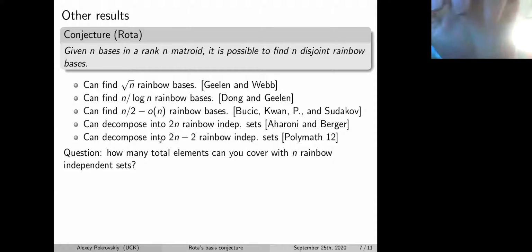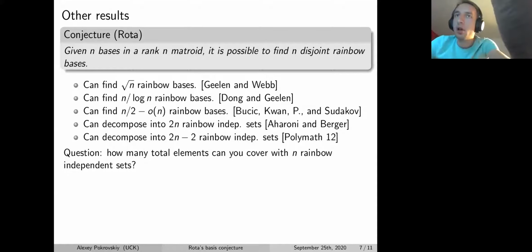So, right, today we'll be looking at the following question. You have n squared elements in the matroid, and you want n independent sets which cover all of them. And the question is, how many elements can we prove that you can cover with n independent sets? And all of these previous results here say something about that.